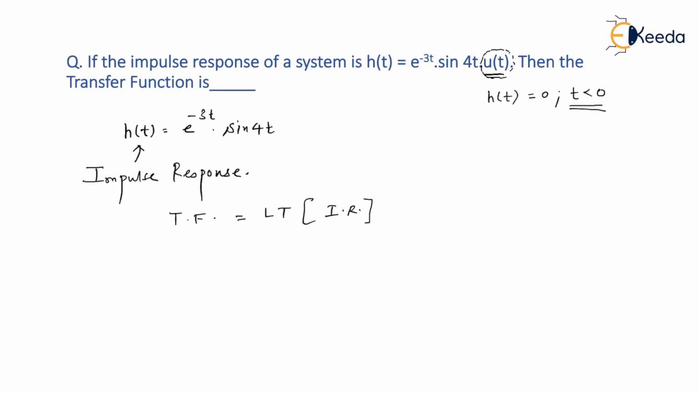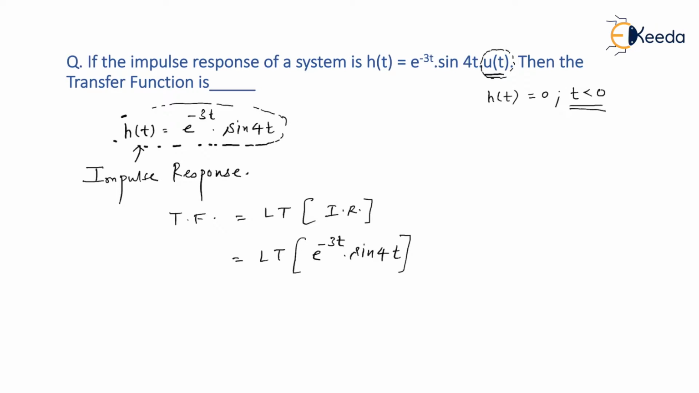So it is a very straightforward question. The impulse response is directly given to you and you have been asked to get a transfer function. So it is pretty simple. Just take the Laplace transform of h(t) and get H(s). So it is the Laplace transform of e to the power minus 3t times sine of 4t.